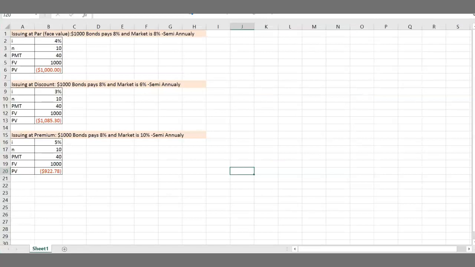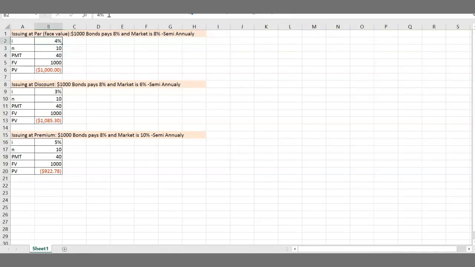So here I have an Excel for you, just so you see the same thing. I put it in the same way that we were just talking about it. Here is an issue price, which is a face value $1,000 bond, pays 8%, and market is 8%, and it's semi-annual payments. And that's why, instead of 8%, it is 4%.